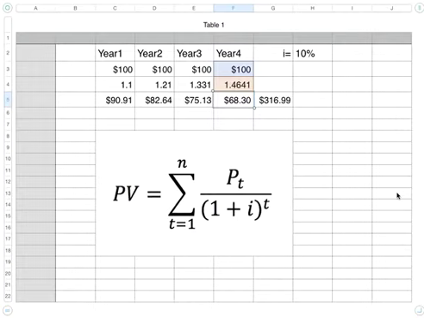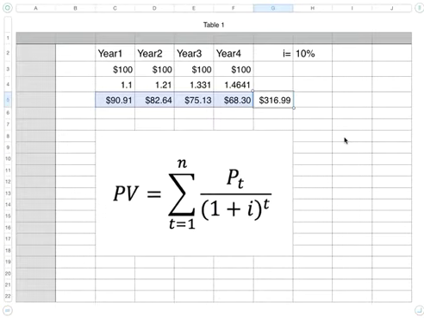So to get the present value, we have to sum the present value of each of those individual payments. What we did is we calculated the present value of that payment in year 1, the payment in year 2, the payment in year 3, and the payment in year 4. So we have to sum all those present values, and when we sum all those present values, we get $316.99.